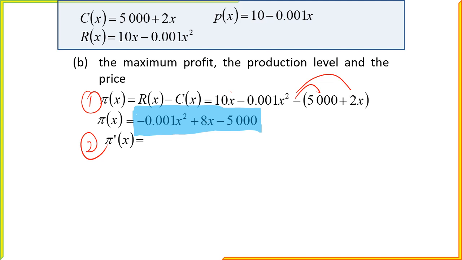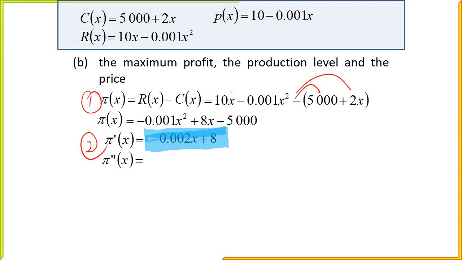Okay, so what is pi prime x? Differentiating, we get negative 0.002x plus 8. So this is our answer for pi prime x. To check whether the maximum profit exists or not, we can directly find the second derivative and use it as the test. The second derivative of the profit function is negative 0.002, which is always negative, meaning that the maximum profit exists for all values of x. So the maximum profit exists.